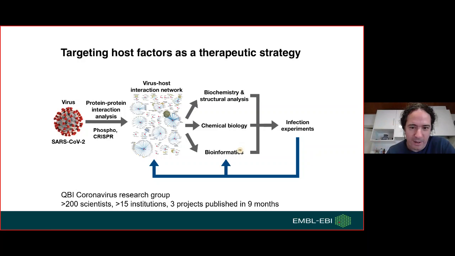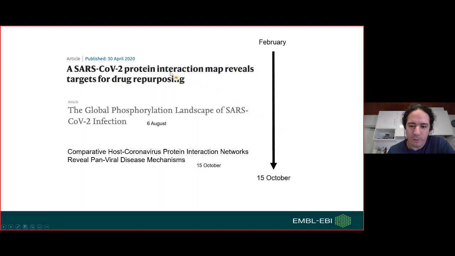And the whole purpose of these projects has been to try to understand how the virus takes control of the human cells, or the target cell, and then to suggest potential drugs that could counteract this. And so there are many components to this work. The efforts of my group have been more on the computational analysis. But there are, of course, many other groups that work on structural biology, chemical biology, and studying infection. And so the first project, as was mentioned, was this effort to try to map out the protein interactions between the viral proteins and the host proteins. And this was then followed up with a project looking at the changes of phosphorylation during the time course of infection.